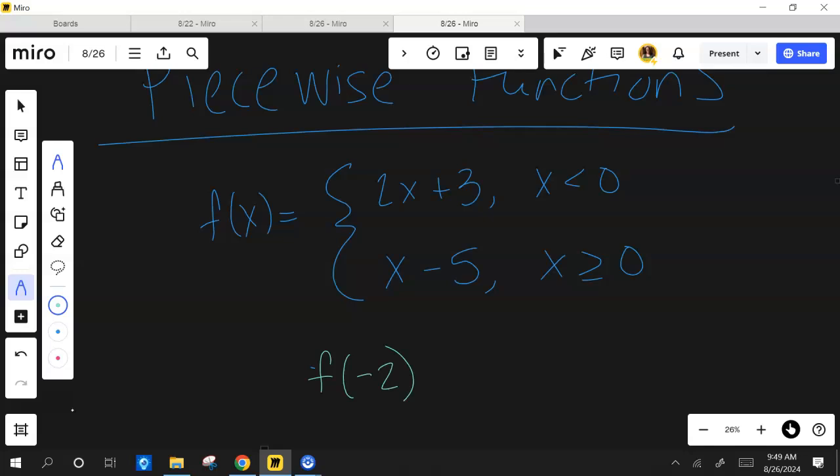Look at the criteria. This says my equation is 2x plus 3 when x is less than 0. But my equation is x minus 5 when x is bigger than or equal to 0. So plug it into the top one. Why, Finley? That makes it true. That's exactly right. I have to decide which equation it goes into. Good job. So it goes into the first one.